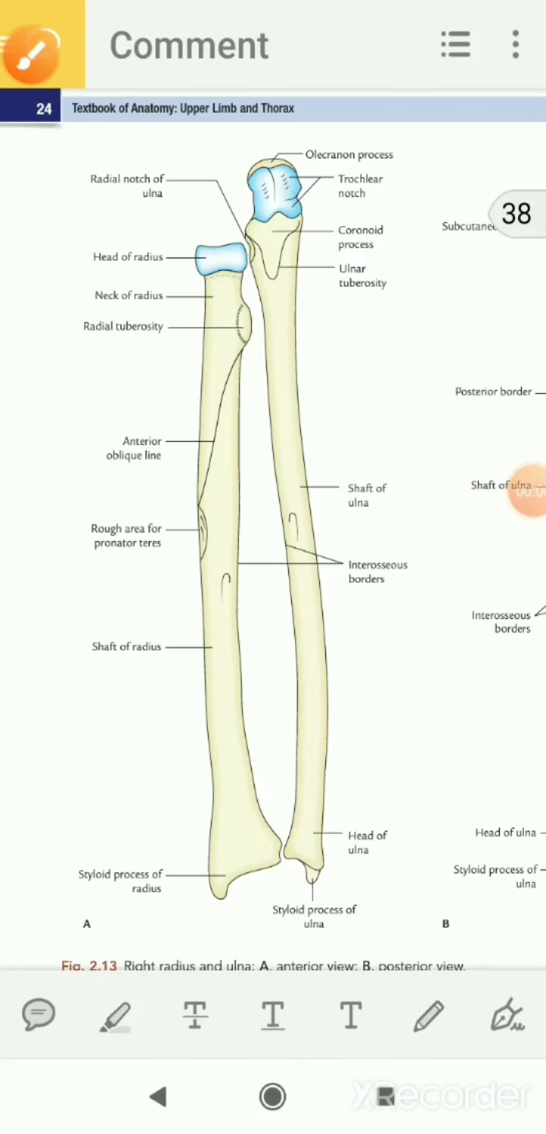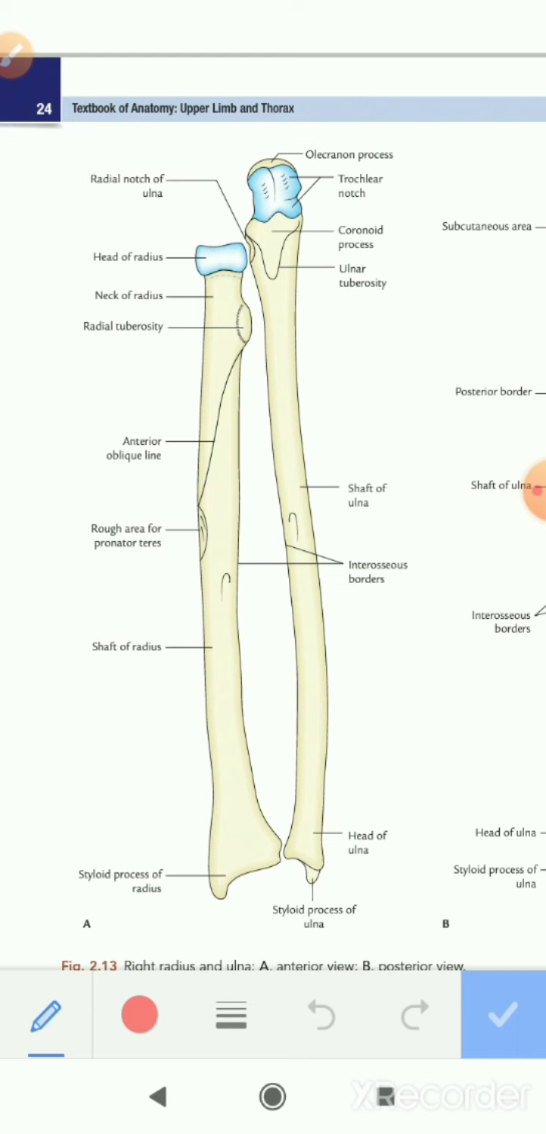Bismillahirrahmanirrahim. Today we will discuss the radius. Let's start. The radius is the lateral bone of the forearm and it is homologous to the medial bone of the leg, the tibia. We know in the forearm there are two bones. One is the radius, which lies laterally, and another one is the ulna, which lies medially.